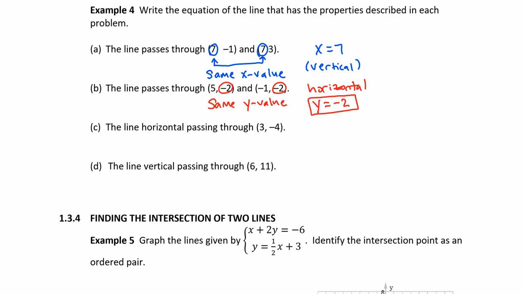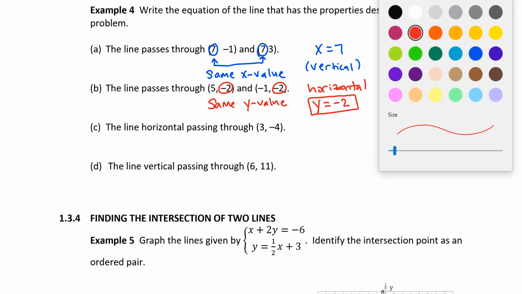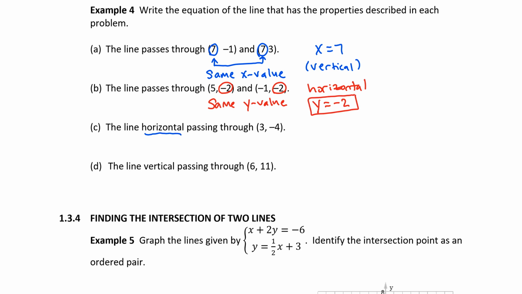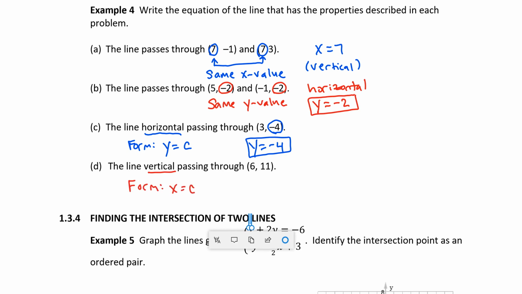Example C, the line is horizontal and passes through (3, -4). Well, if the line is horizontal, we automatically know the form for the equation should be y equal to a number. So I'm just going to identify the y value in this ordered pair, and that indicates y is always equal to -4. And finally, the line is vertical and passes through ordered pair (6, 11). If the line is vertical, then the form should be x equal to a constant. So I'm just going to identify the x value of the ordered pair, and that tells me what constant I should use in the equation, x equals 6.